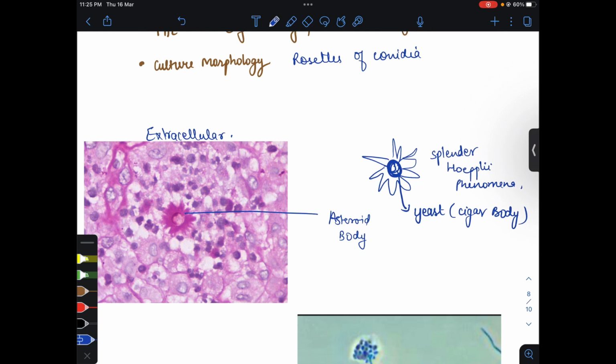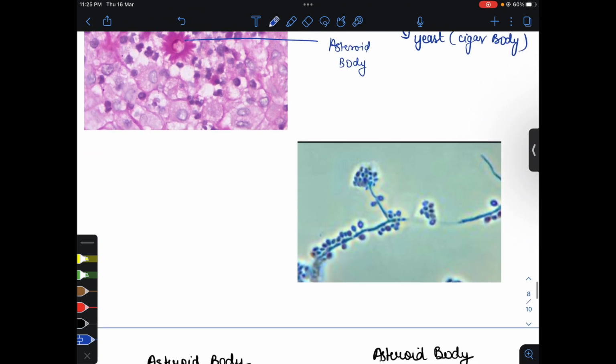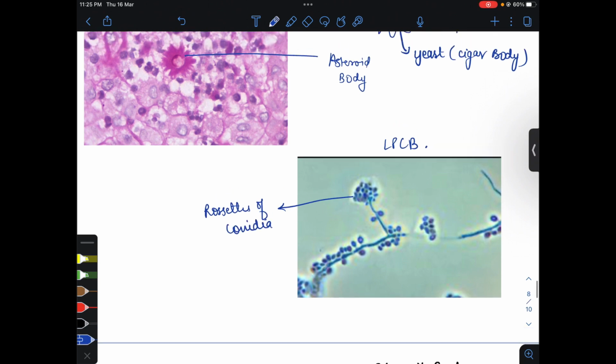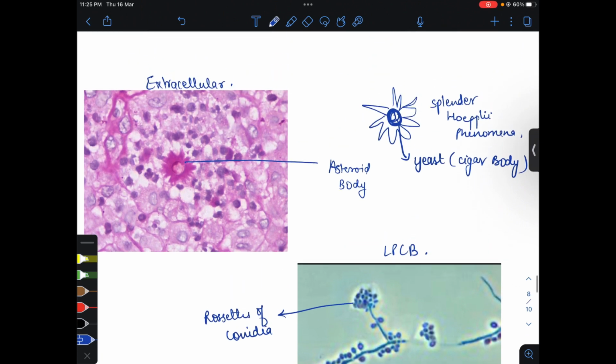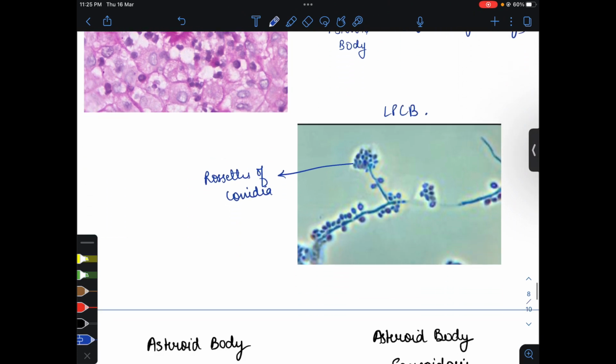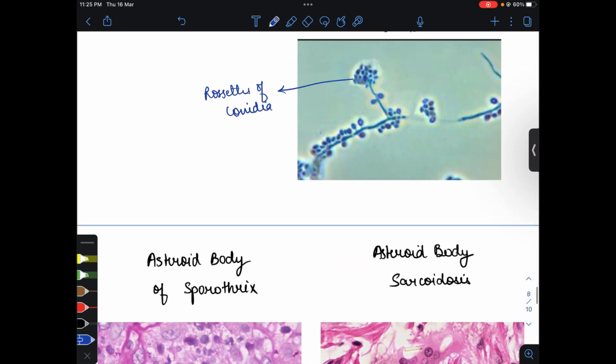Now on the LPCB, what will we see? In the LPCB we see rosettes of conidia. So whenever there is a question about a female who is working in a rose garden and she develops a lymphocutaneous disease, that one is a case of sporotrichosis.